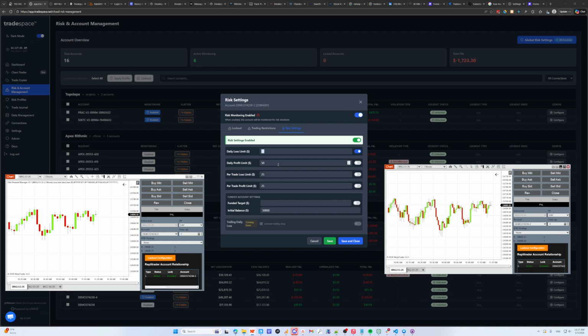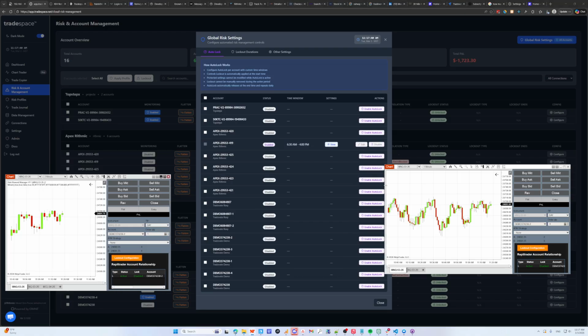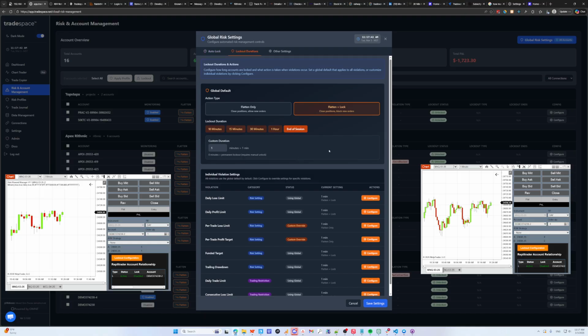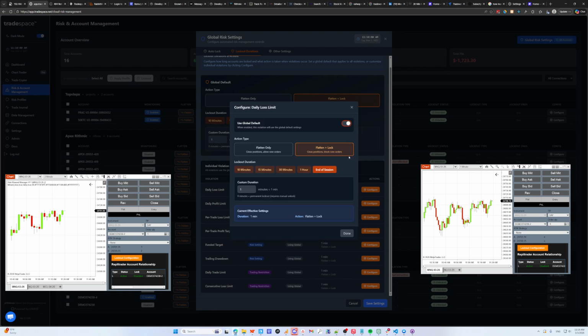So we have our global risk settings, which is where you define your defaults. So by default, it's flatten plus lock. I believe it defaults at 10 minutes, but most people probably want it to lock out longer than that, maybe an hour or throughout the rest of the day. But you can customize. So if your daily loss limit, let's say you want it to be 15 minutes or 30 minutes, you can do that.